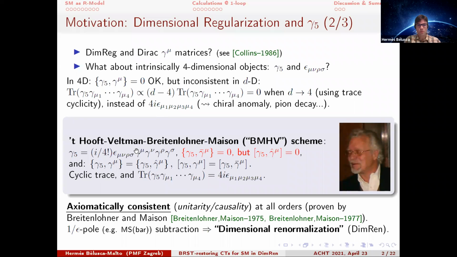Unless we do what was proposed by 't Hooft and Veltman, and then the consistency proved by Breitenlohner and Maison, namely that the usual properties of the trace of gamma 5 with the other gamma matrices and so on can be maintained if the anti-commutation of gamma 5 holds only for the gamma matrices that reside in 4 dimensions, but the gamma 5 matrix becomes commuting with the epsilon-dimensional gamma matrices. So this scheme actually has been proved to be consistent at all loop orders.